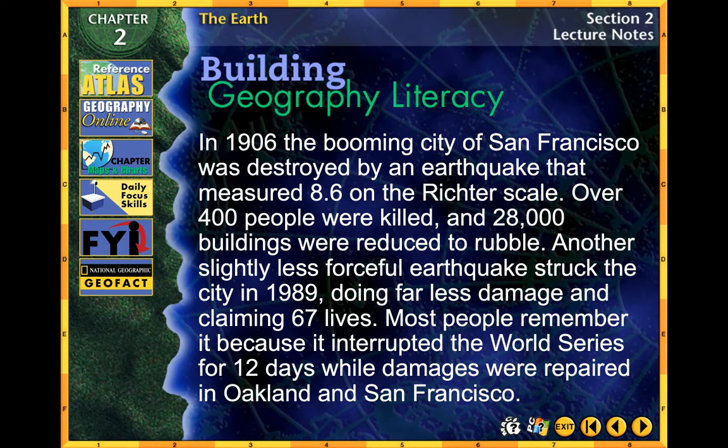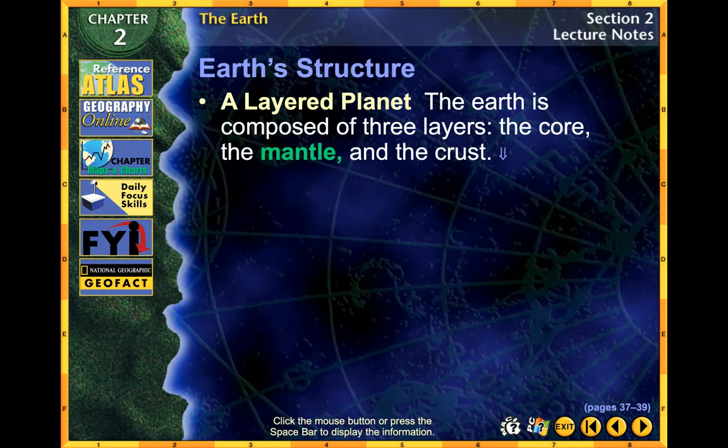Now, most people actually remember it, though, because it interrupted the World Series for 12 days, because the two teams that were playing were the Oakland A's and the San Francisco Giants, which, if you know anything about sports, those two cities are right next to each other. So it basically halted the World Series because the two teams literally could not play each other, because they were both located in the San Francisco area. Just a fun fact.